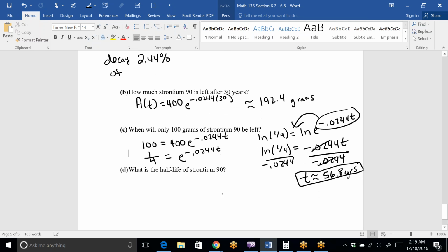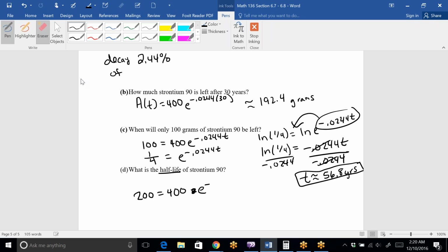Okay, and then the last question is, what is the half-life? Half-life means you have half of what you started with. So 200 would be what we would end with. Oops, that's supposed to be times there, sorry. So e to the negative 0.0244t, again, we're solving for t.